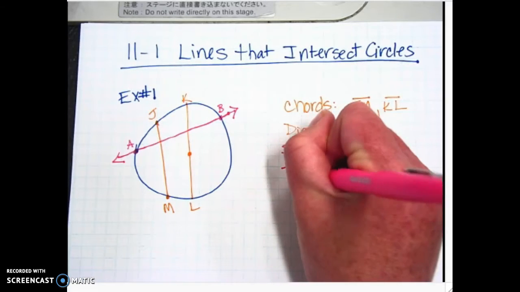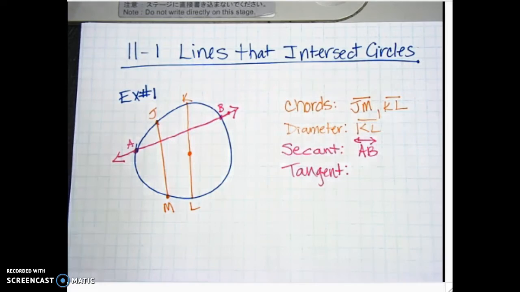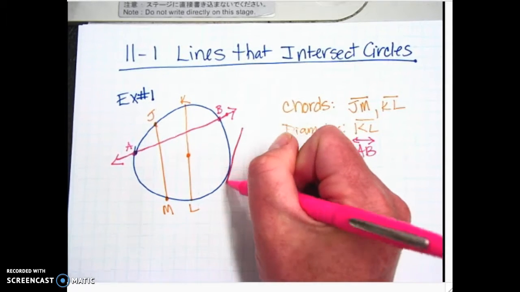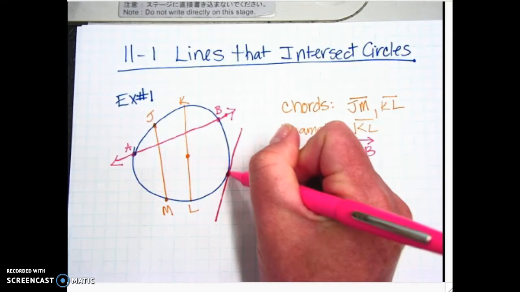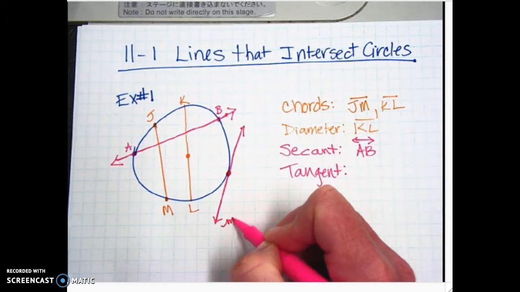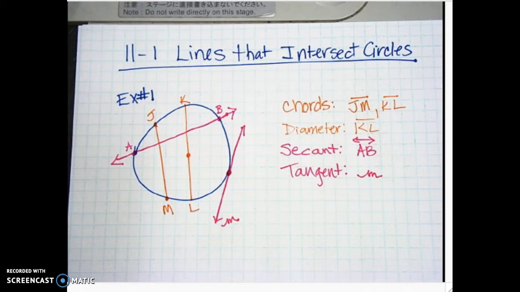Next one is a tangent. A tangent is a line in the same plane as a circle that intersects it at exactly 1 point. So it's going to look something like this, and it's going to intersect just right there. We'll call this line M. So line M is a tangent, it just touches it in that one little spot.